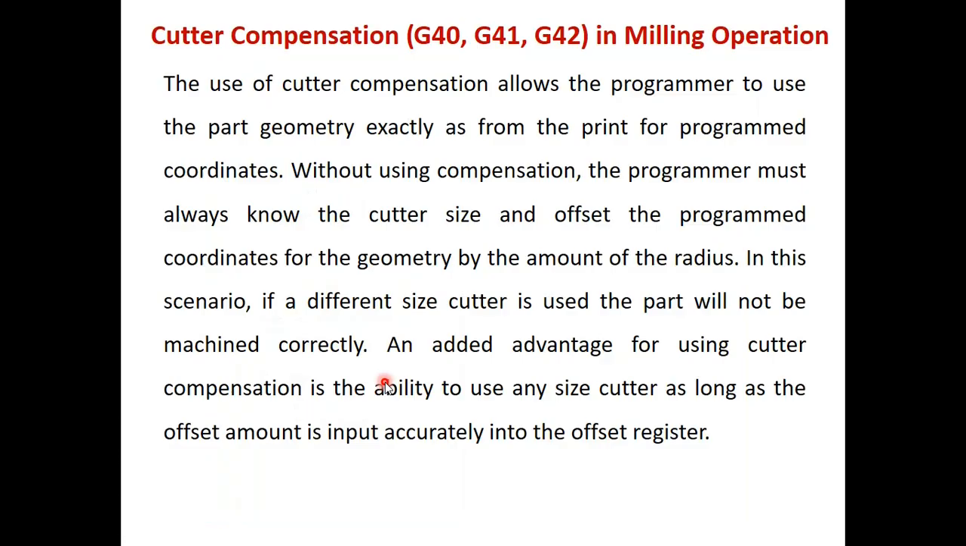So another more important parameter, especially in the milling operation, is the milling cutter compensation. It is defined by three G codes: G40, 41 and 42. So this is a very important function. Okay, so why is it needed? Let's see what is the need for giving a cutter compensation.